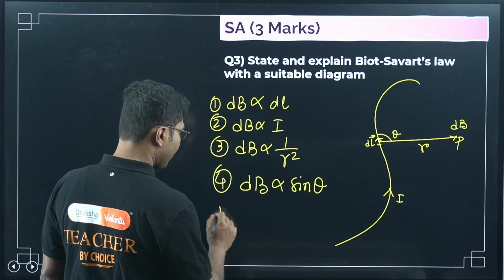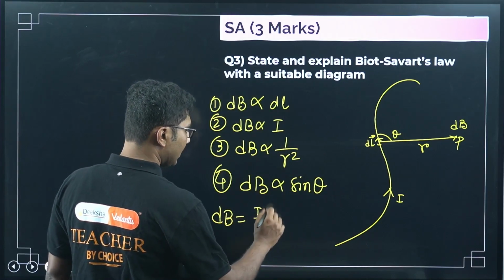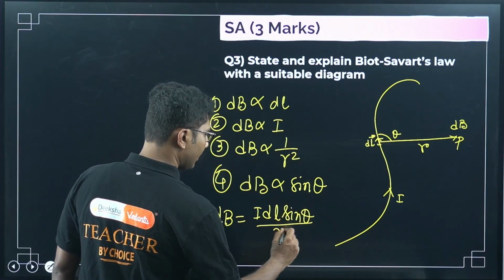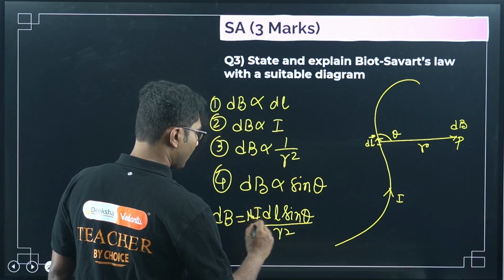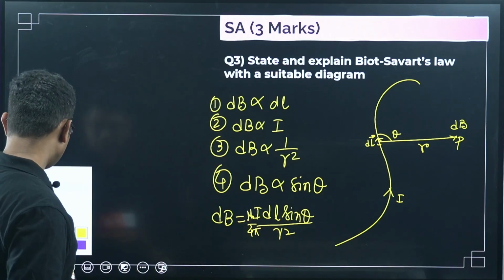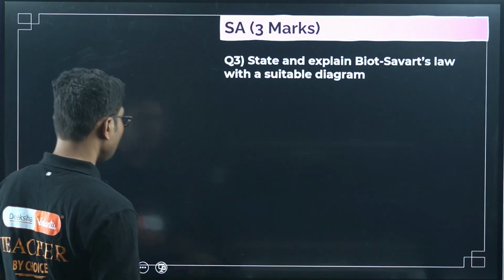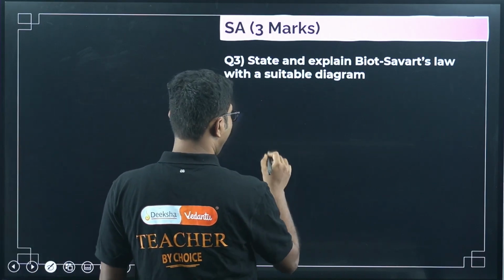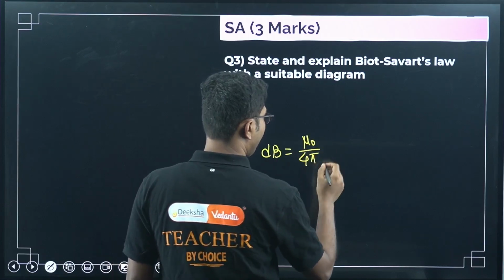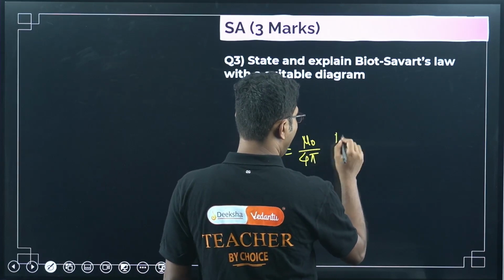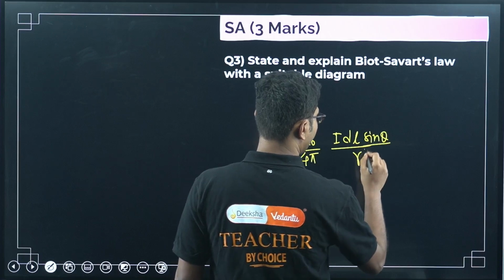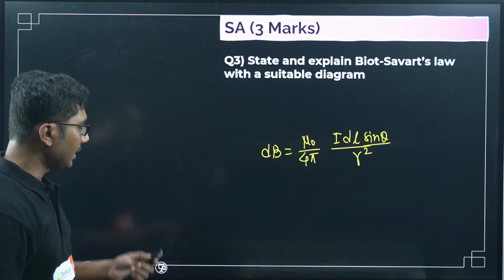Combining everything, we can write dB equals mu naught by 4 pi, I dl sine theta by r square. Mu naught by 4 pi will be there, as I said in all my lectures. So dB equals mu naught by 4 pi, I dl sine theta by r square. This is the formula that you have to write at the end.